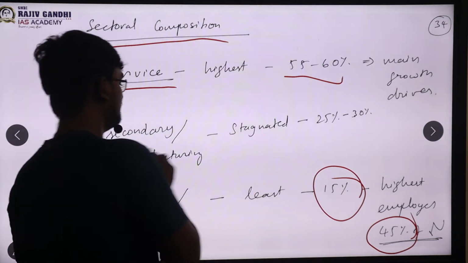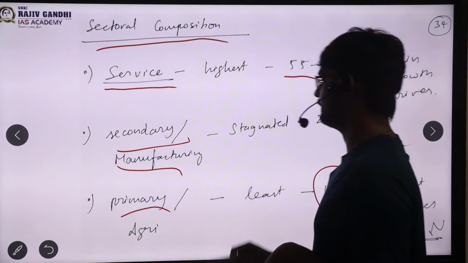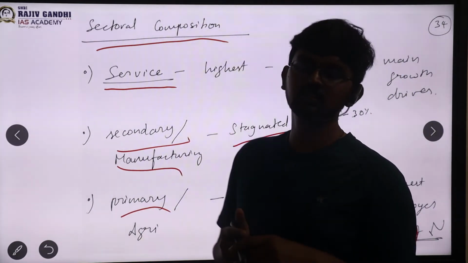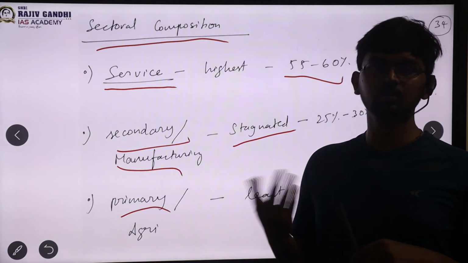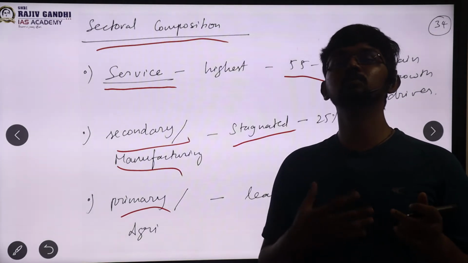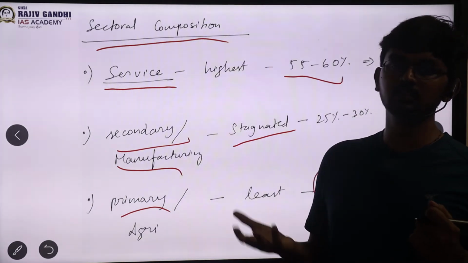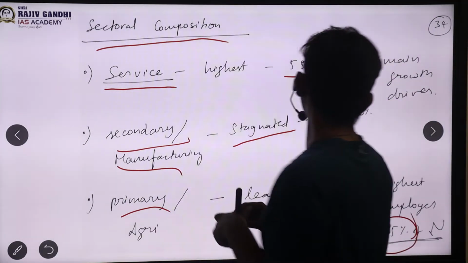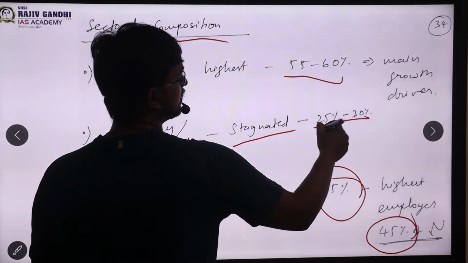And regarding the secondary sector or manufacturing, it has stagnated, sir. That is what we call premature deindustrialization. There is not much increase. So that is why the government is bringing in plans like Make in India and other things to bring in manufacturing. It has stagnated at 25% to 30%.